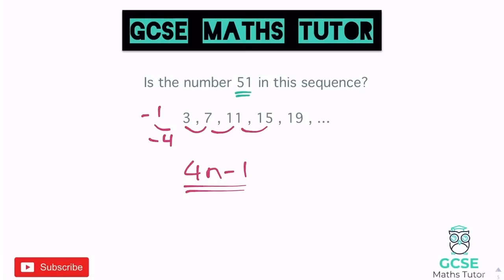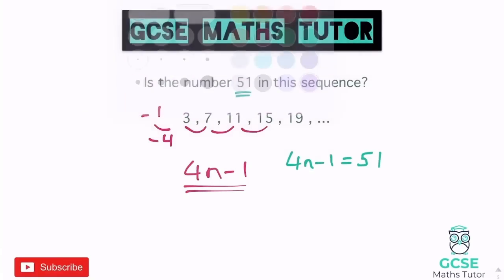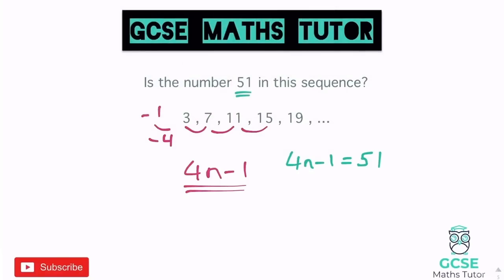And I can make that statement just by writing an equation. So I can just say, well, does 4n minus 1 ever equal 51? Okay, so does 4n minus 1 equal 51? And if we go about trying to solve this, let's see what we get. So if we add 1 to both sides, we get 4n equals 52.